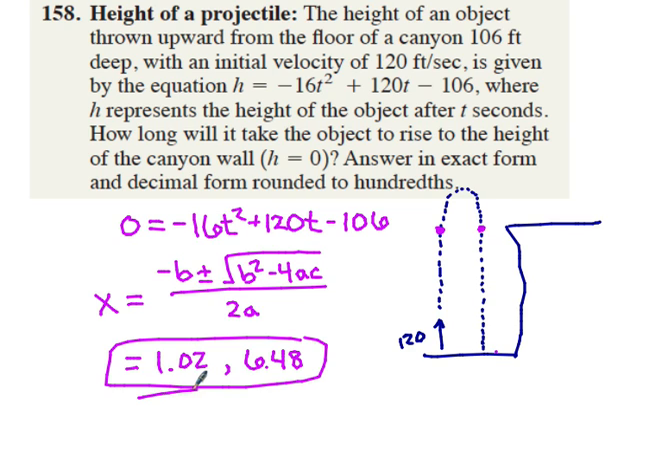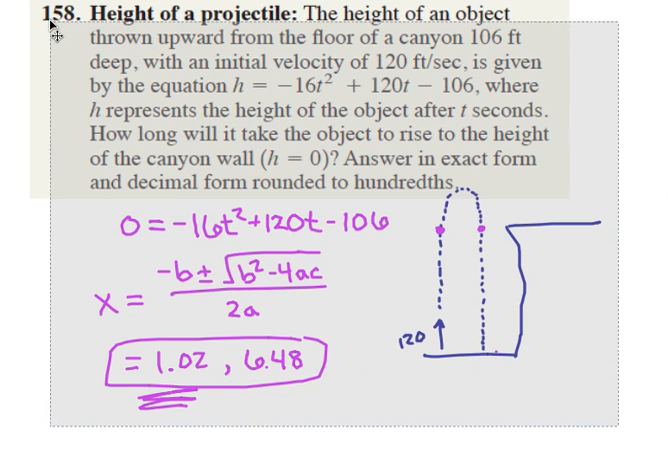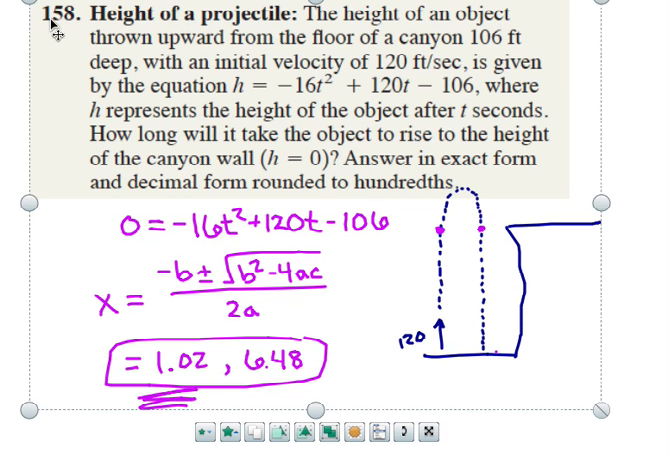The first time it reaches the height of the canyon wall is going to be 1.02, so that might actually be the answer we're going to be looking at for this one, depending on what's asked. But those are both solutions when it will reach the canyon wall's height. So the very first time will be at 1.02, and the second time will be at 6.48 seconds.